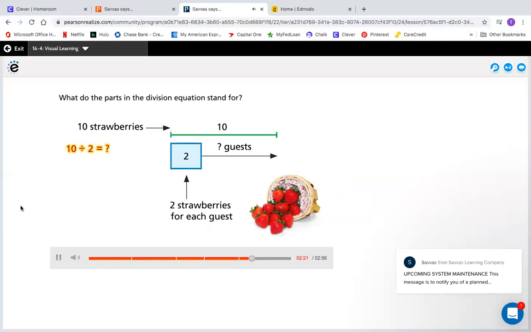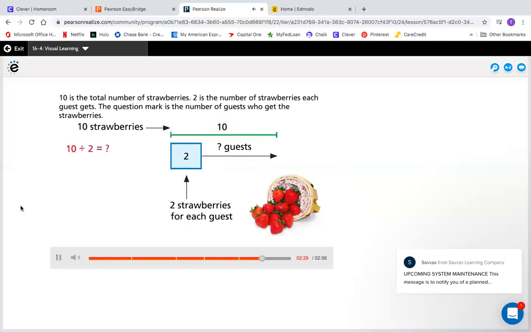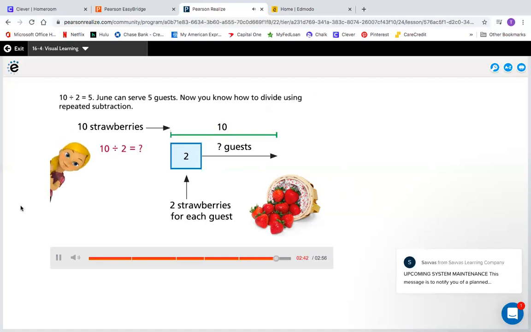What do the parts in the division equation stand for? 10 is the total number of strawberries. 2 is the number of strawberries each guest gets. The question mark is the number of guests who get the strawberries. 10 divided by 2 equals 5. June can serve 5 guests. Now you know how to divide using repeated subtraction.